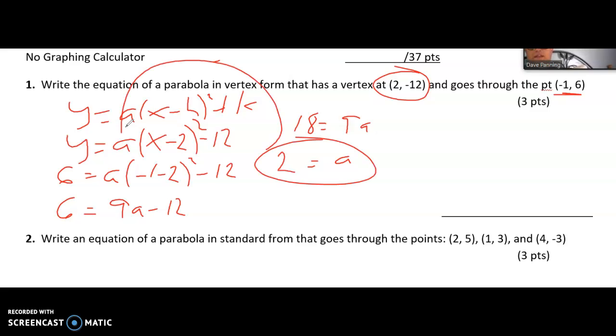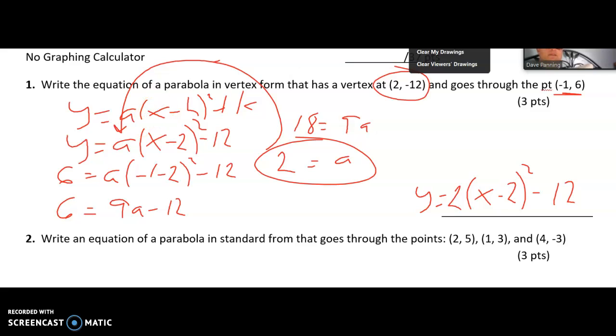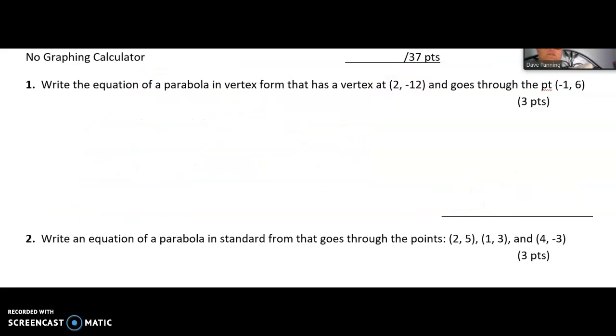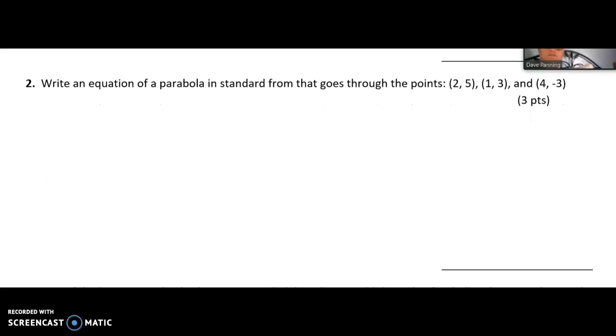So now I'm going to plug that in for this a right here, and my equation then is y equals 2, because that's my a value, times x minus 2 squared, and then minus 12. And that's the answer you should have for number 1. Let's go ahead and move up to number 2.